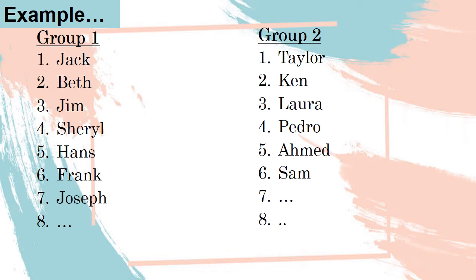Let me give you examples. Jack and Taylor, so they have to answer question number 1. And then Hans and Ahmed, they have to answer question number 5. And so on.